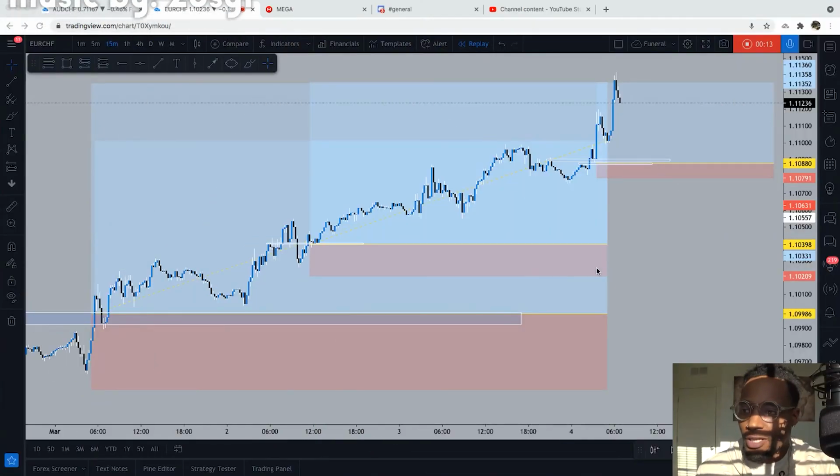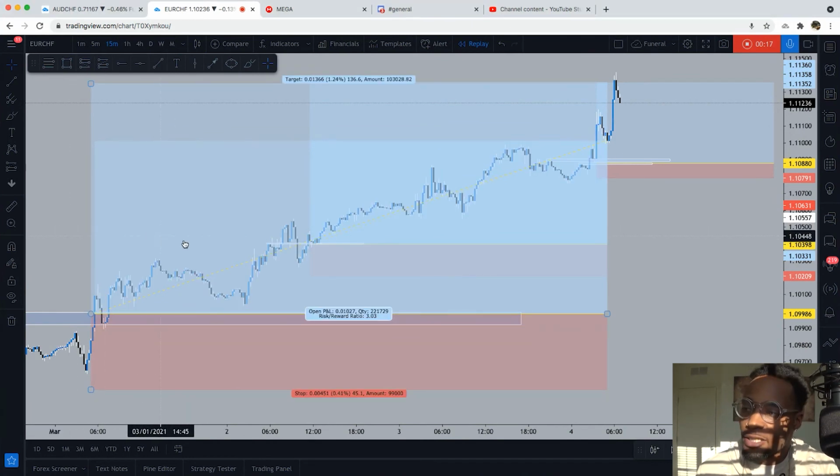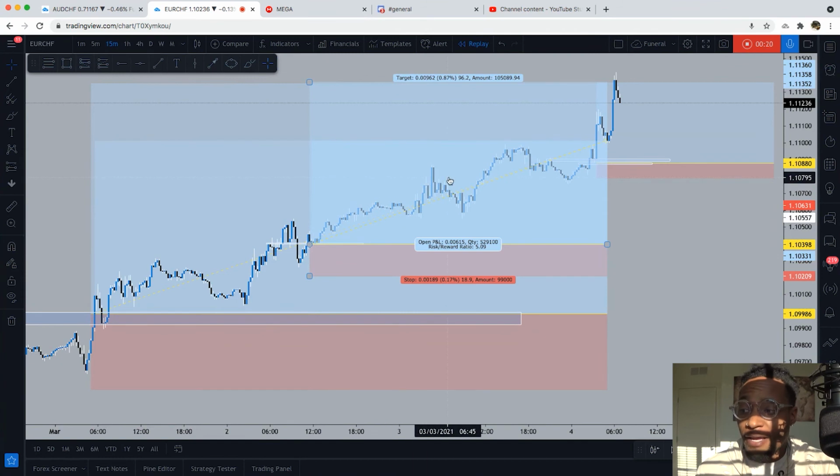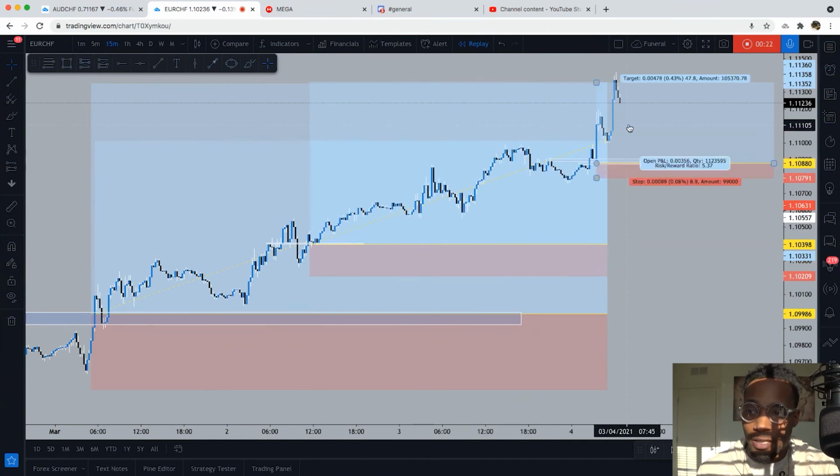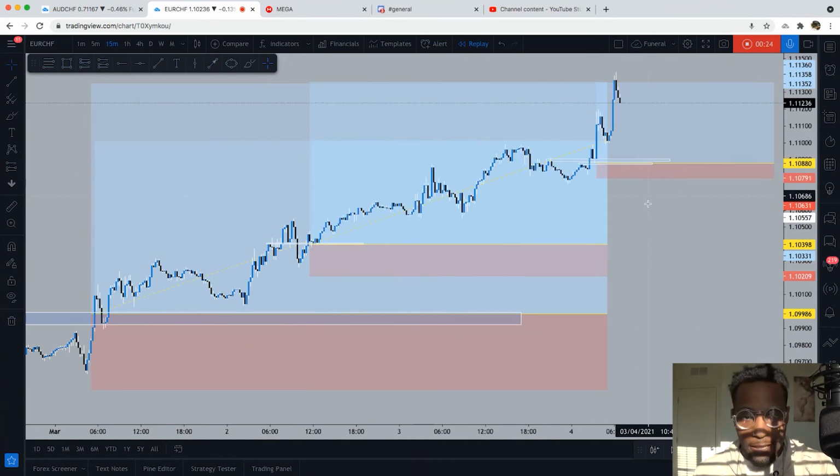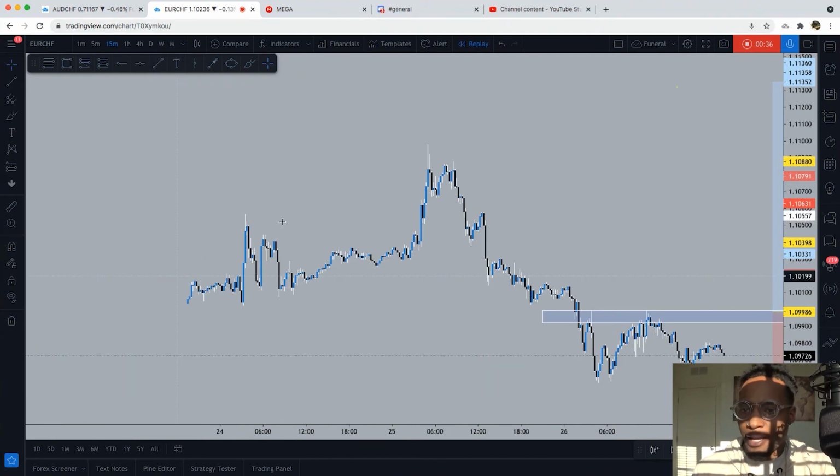So let's get into it. Let's go over how we were able to actually find this one 3R position and compound it to add a 5R position and potentially another 5R position to overall net a 13 plus R trade. So let's replay.